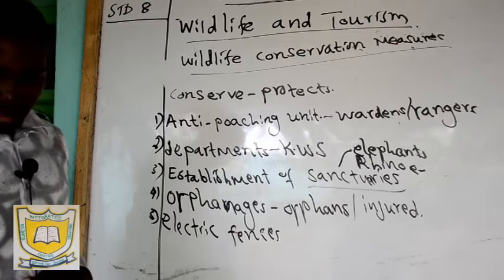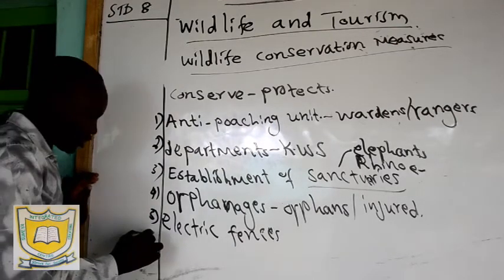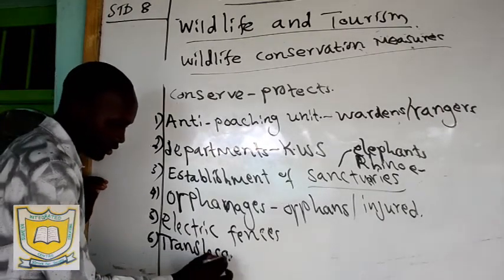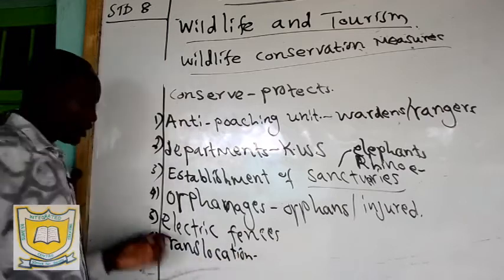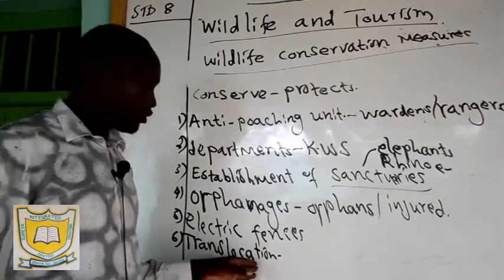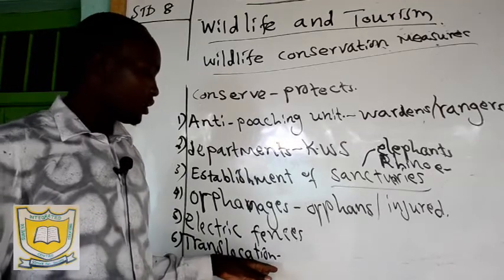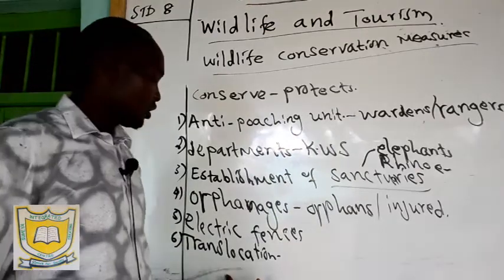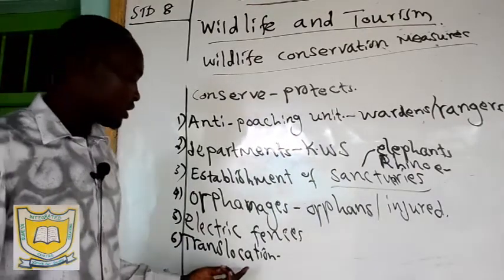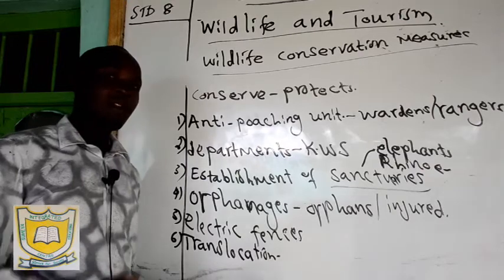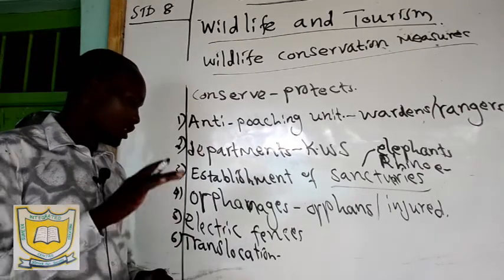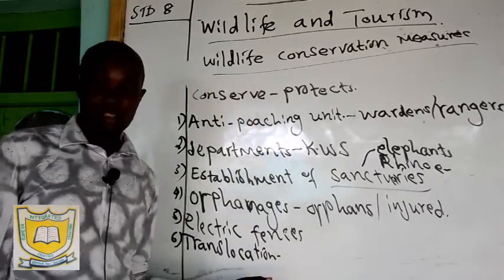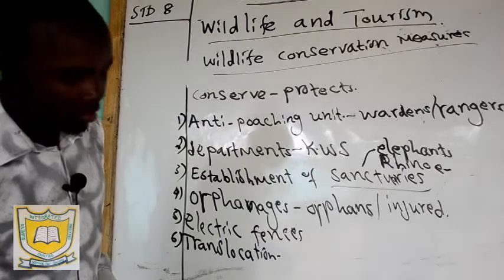Then also we have number six, translocation. Translocation is the transfer of animals from highly populated parks to parks where we have few animals. To some extent, when the government finds that the animals in this park are very many, they can translocate or transfer some animals from one park to another. That's what they call translocation. So that is also another way of protecting wildlife.